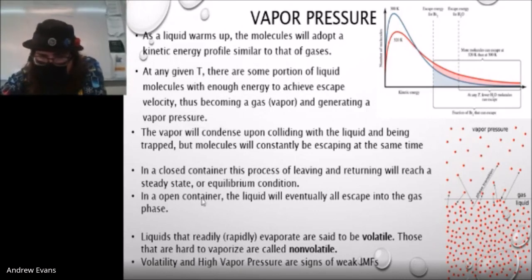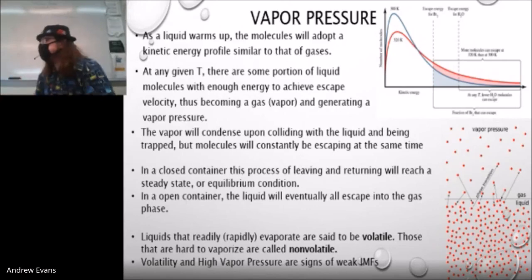Now, liquids that rapidly evaporate are said to be volatile. Those that are hard to vaporize are called non-volatile. But essentially, volatility and high vapor pressure are signs of weak intermolecular forces. So if these gases can easily break free from the liquid, they're not being held there very strongly. Things like ethanol and acetone, organic compounds, what we use to clean in organic class, are typically volatile.